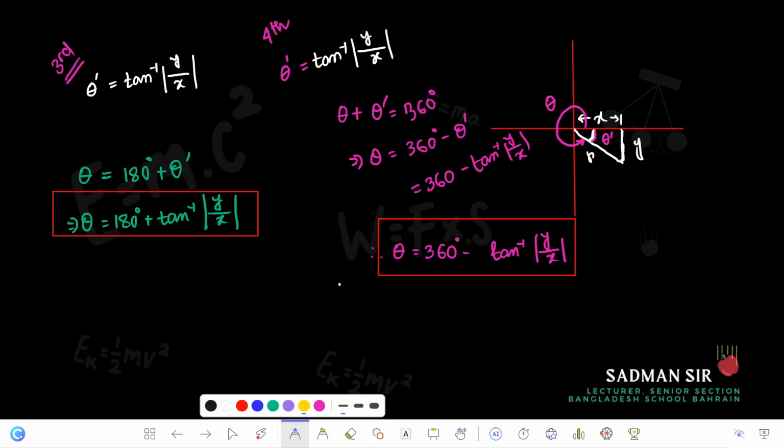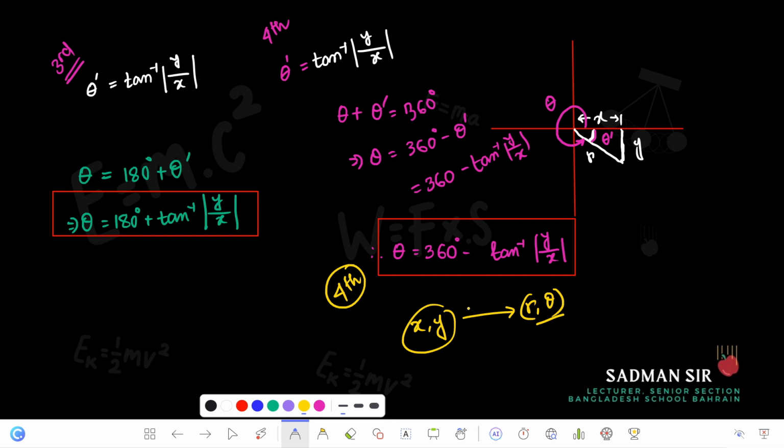Okay, this is for the fourth quadrant. So now we have learned how to convert the coordinate system. If it is in the Cartesian system, then how can we convert to the polar system, right? So that is r and theta. From x, y, we can convert to r comma theta now, right?